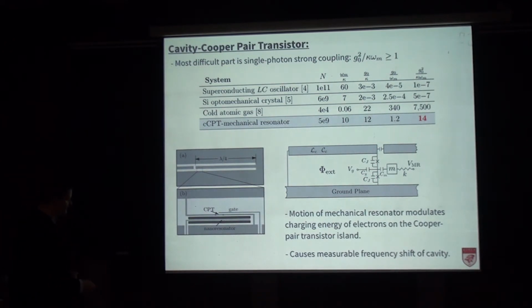Okay, so this modulates the charging energy, and what this in turn does is cause a measurable frequency shift of this superconducting cavity. So I can actually measure what's going on in this mechanical degree of freedom with this microwave cavity. This is the only system that we know of where you have large numbers of atoms and you can reach this strong coupling regime. So in principle we can build it, and people are working on this right now.